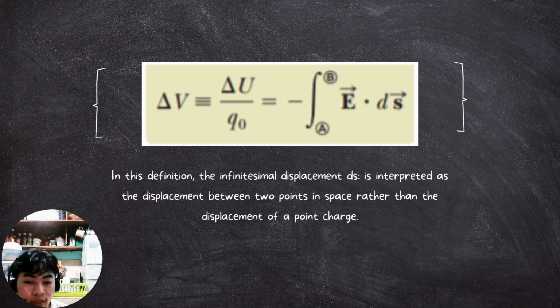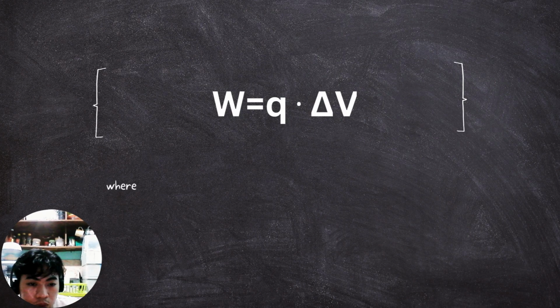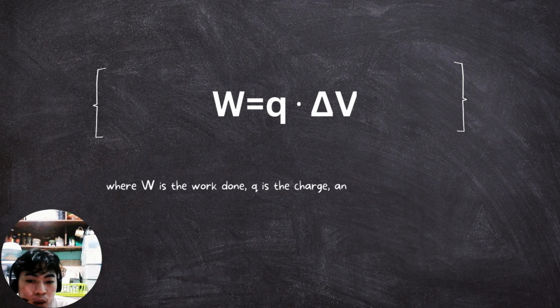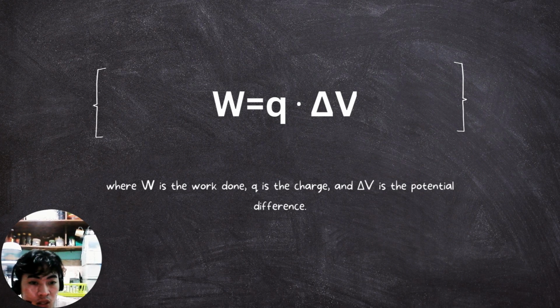On the other hand, potential energy is a characteristic of the charge-field system and results from the interaction between the field and a charged particle placed in the field. The work done, or W, by an external agent in moving a charge Q through an electric field at constant velocity is given by this figure, where W is the work done, Q is the charge, and delta V is the potential difference.